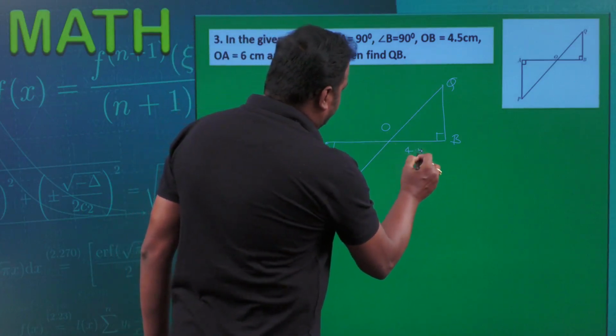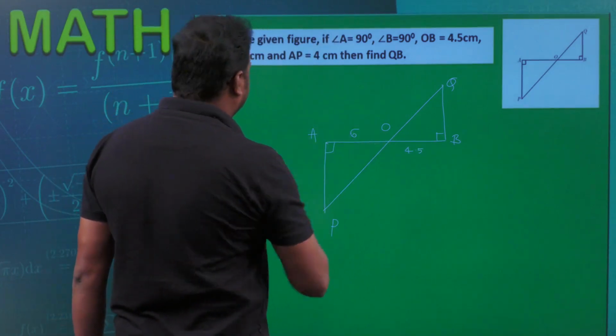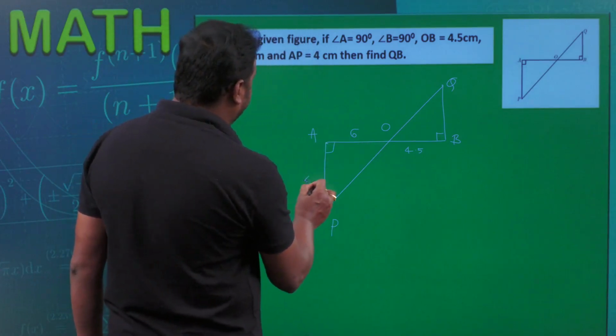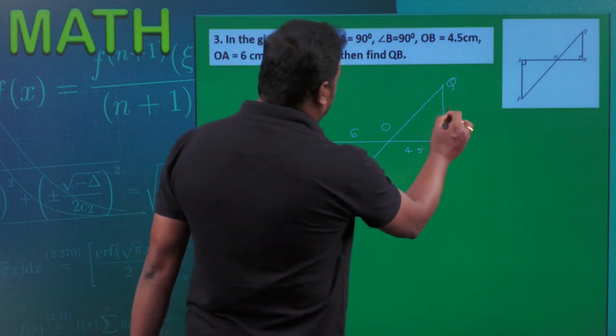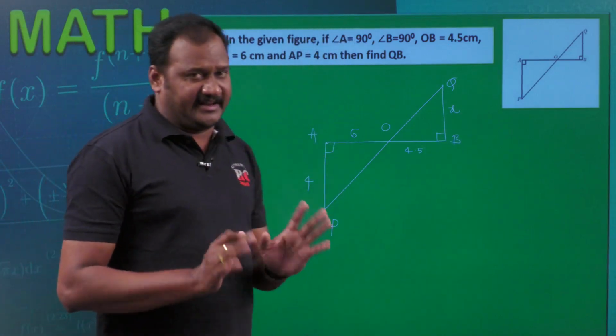BO is going to be 4.5 and OA is equal to 6. AP is equal to 4 centimeters. Then what is QB? See what kind of triangles both of them are. Both of them are right angle triangles.